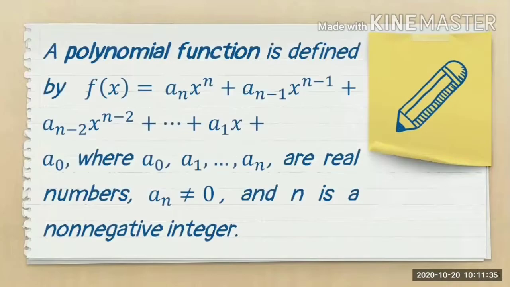Next, a polynomial function is defined by f of x is equal to a sub n, x raised to n, plus a sub n minus 1 times x raised to n minus 1, and so on and so forth, where a sub 0, a sub 1, hanggang a sub n are real numbers. So technically lang po, ang ibig sabihin lamang ng polynomial function, ang isang algebraic expression ay polynomial function kapag ang algebraic expression po is equal to f of x.